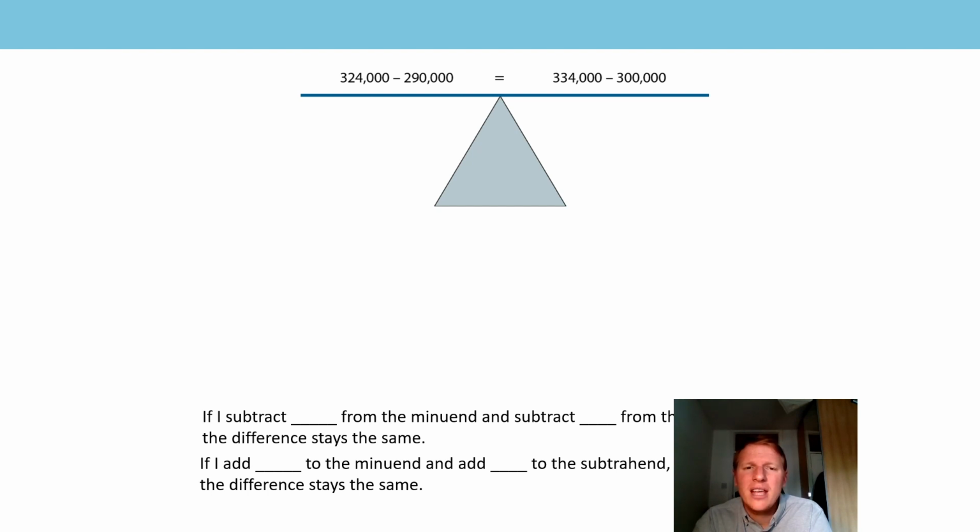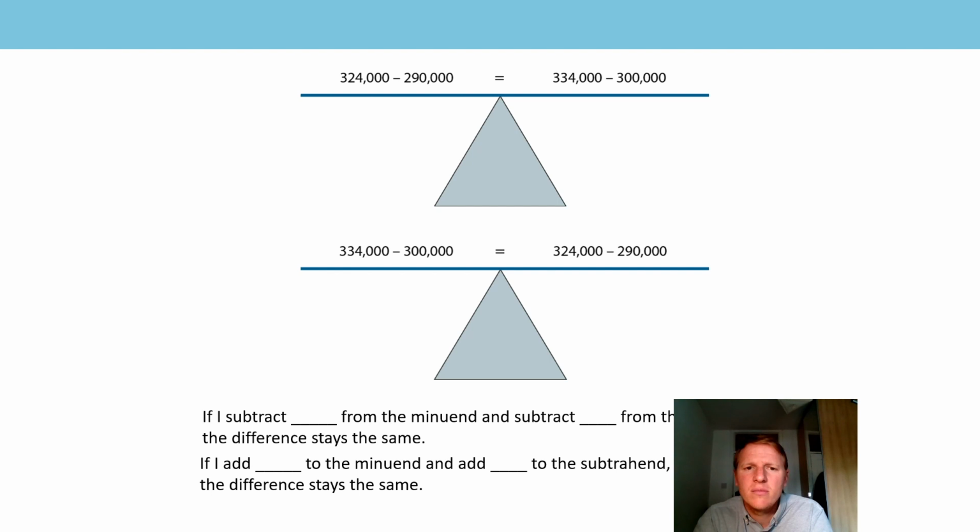So let's say this stem sentence together. Remember, it's the addition one. If I add 10,000 to the minuend and add 10,000 to the subtrahend, let's just check. 290,000, add 10,000, yep, that's 300,000. Sorry, let's go back to the sentence. If I add 10,000 to the minuend and add 10,000 to the subtrahend, the difference stays the same.